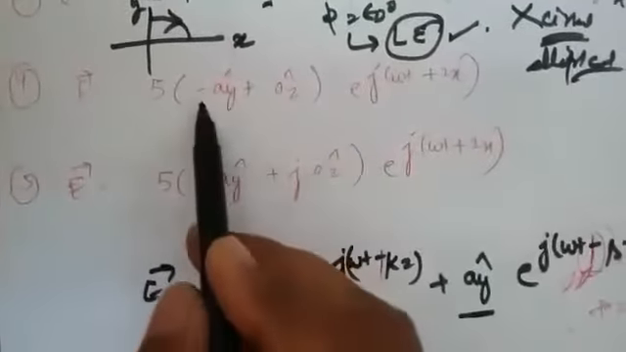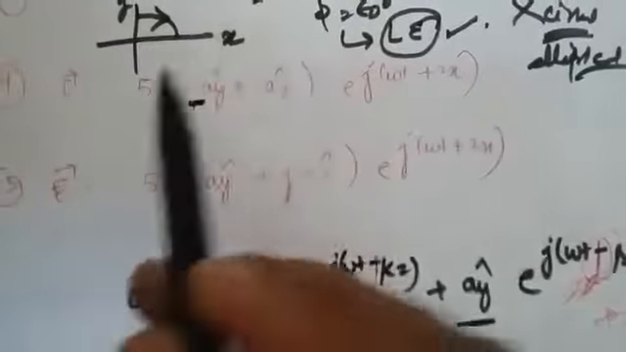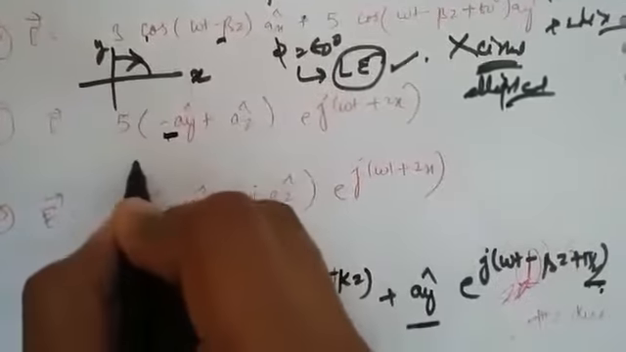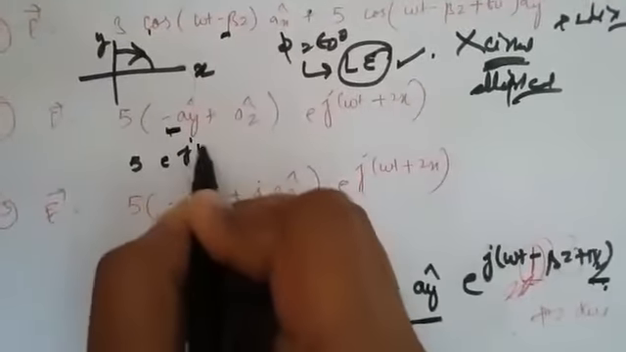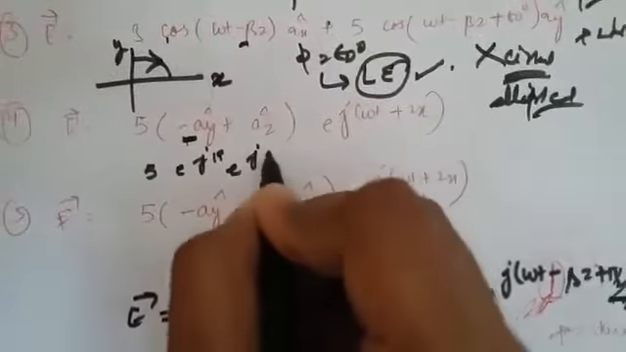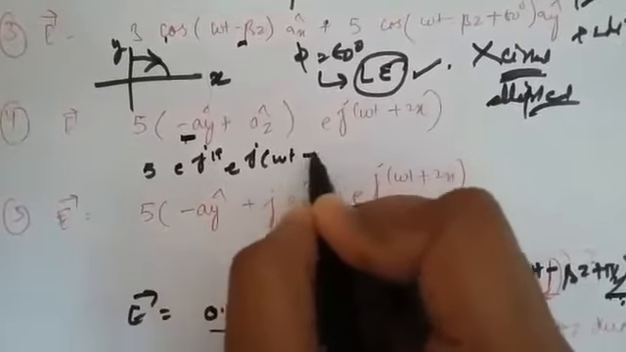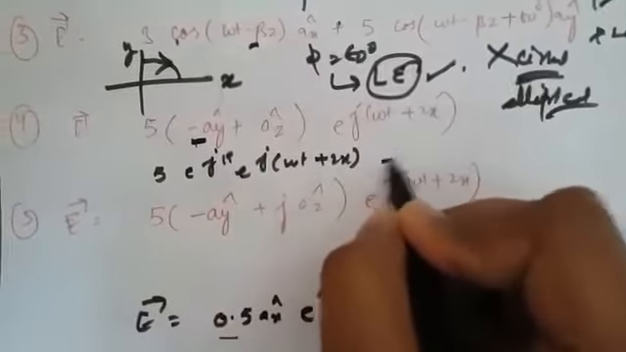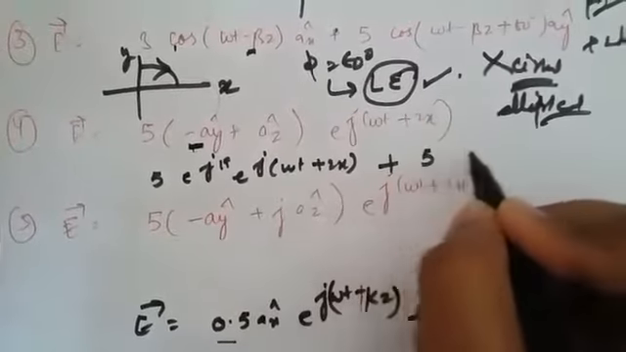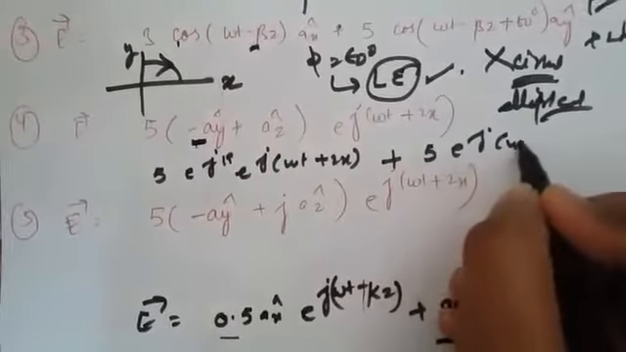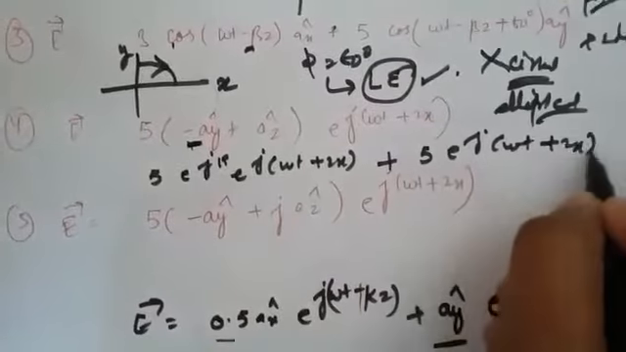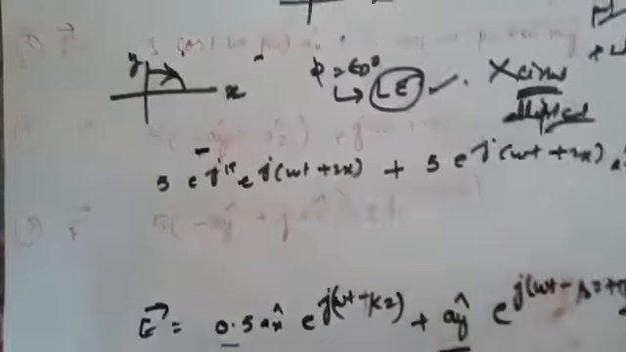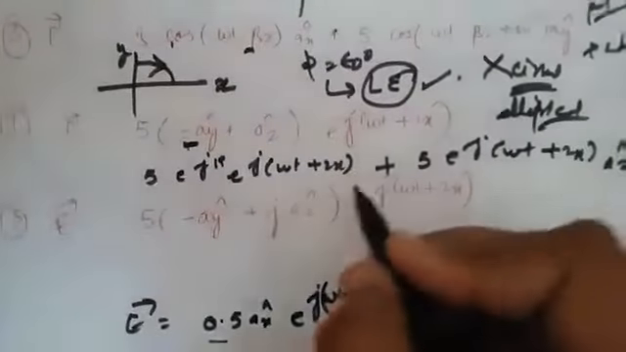Now the next question. I've already told you when you get the -1 sign in the question, then you'll use -1 equal to e to the power j pi. So I'll use here 5 e to the power j pi e^{j(omega t + 2x)} a_z cap plus 5 e^{j(omega t + 2x)} a_y cap.